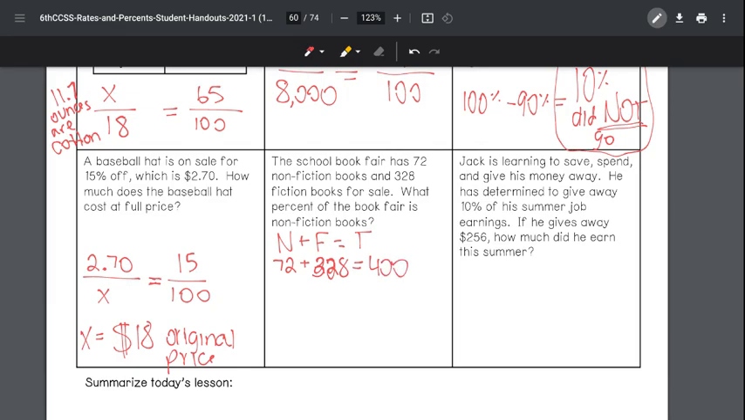Please be careful when you read these problems. So, what percent are nonfiction? Well, 72 out of 400 books are nonfiction. And we want to know what percent that is over 100. Cross, multiply, and divide. 72 times 100 equals 7,200. Divide that by 400, and x equals 18% nonfiction.